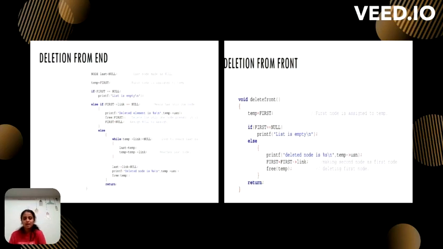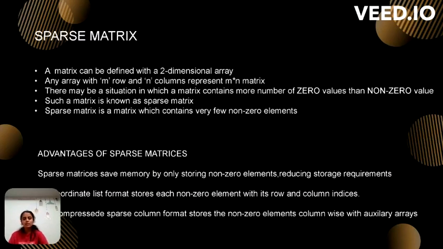We'll move on to the sparse matrix. Sparse matrix is defined with a two-dimensional array. An array with m rows and n columns represents an m into n matrix. There are many situations in which a matrix contains more zero values than non-zero values. Such a matrix is known as a sparse matrix. A sparse matrix is a matrix which contains very few non-zero elements. They are commonly used to represent data that is mostly empty or sparse.